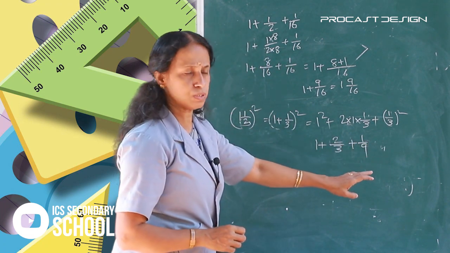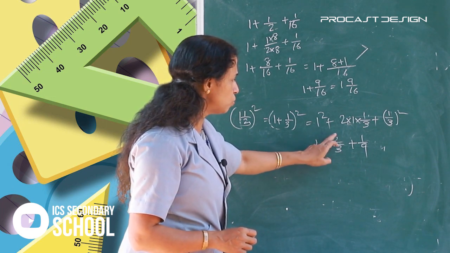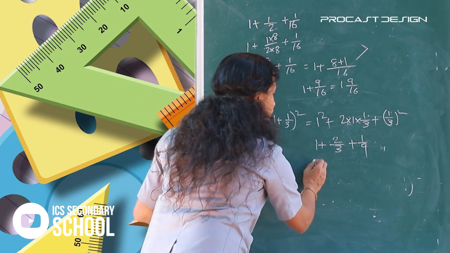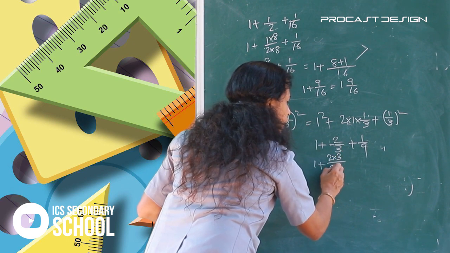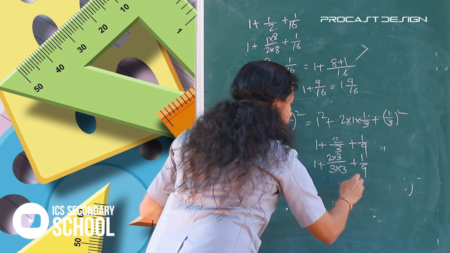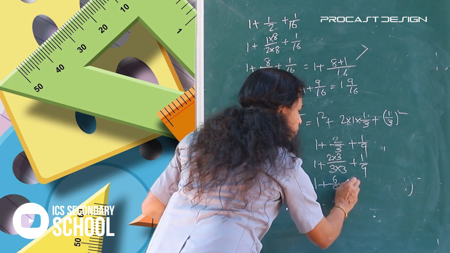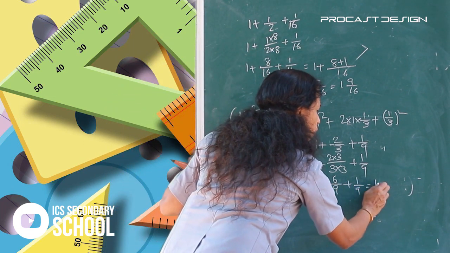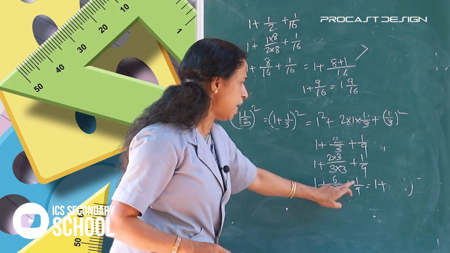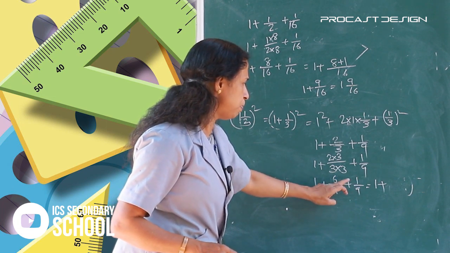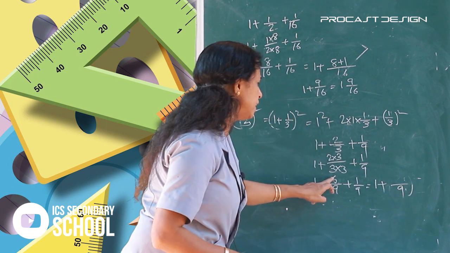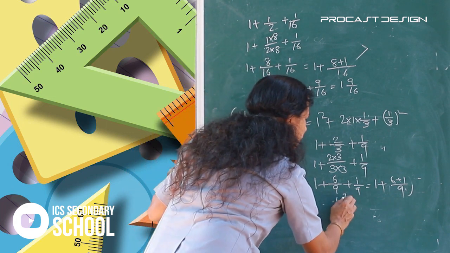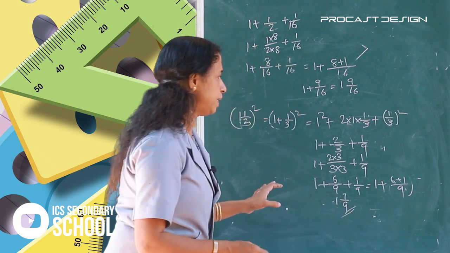Here the denominator is not same. Here 2 by 3, multiply this fraction's numerator and denominator by 3. 1 plus 2 into 3 by 3 into 3 plus 1 by 9 is equal to 1 plus 6 by 9 plus 1 by 9. Here 6 by 9 and 1 by 9, add these with common denominator, sum of the numerator 6 plus 1 is equal to 7. So it is 1 7 by 9.